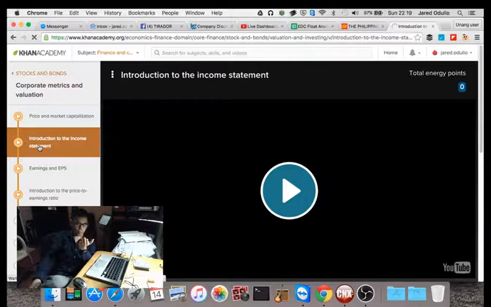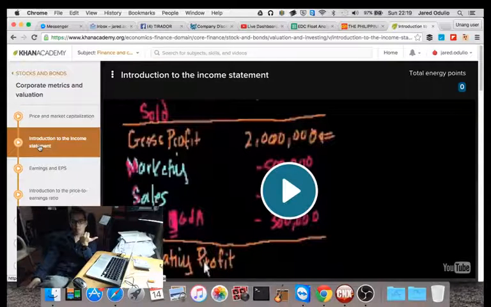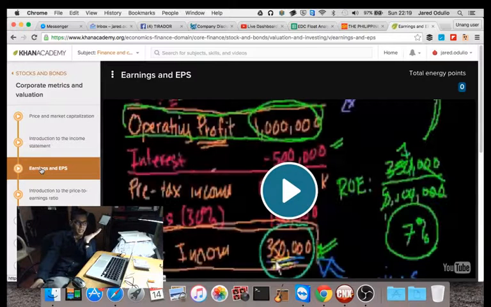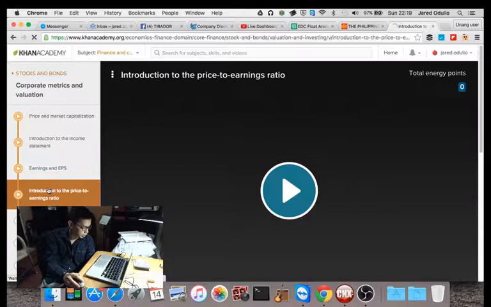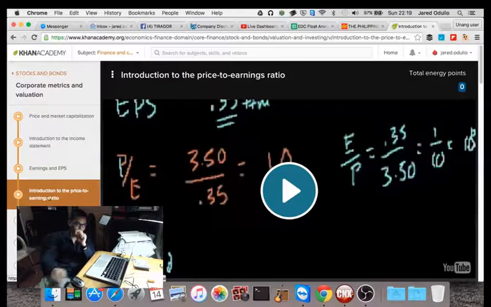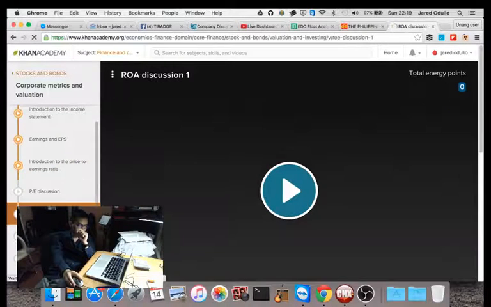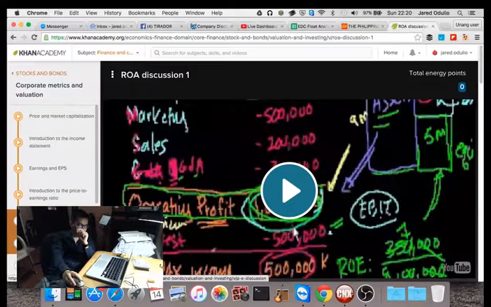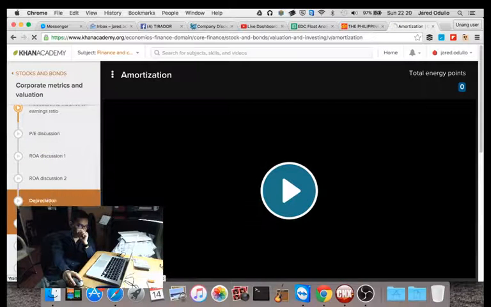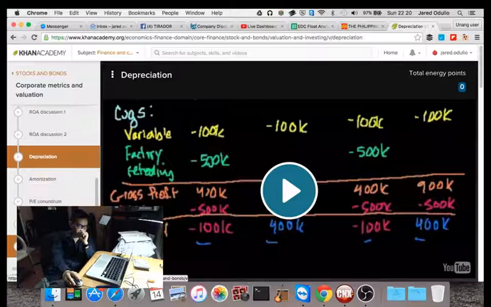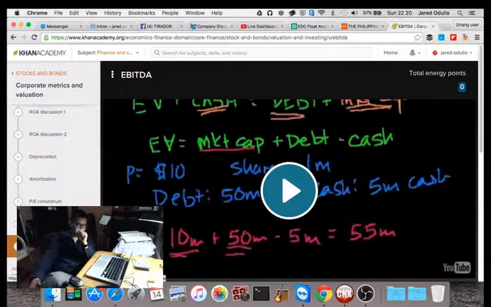Introduction to the income statement, meron, punta ka sa Edge, lahat yan, may ganyan, lahat ng companies may ganyan. Right? May earnings per share, P/E ratio. So whatever na dinidiscuss dito sa Khan Academy in about stocks and bonds, meron yan sa PSE except for the shorting. I mean, other markets are more sophisticated than our market, but the concepts are all the same. You have introduction to the price to earnings ratio, PSE discussion, what is ROA? Diba? Amortization, depreciation. EBITDA.